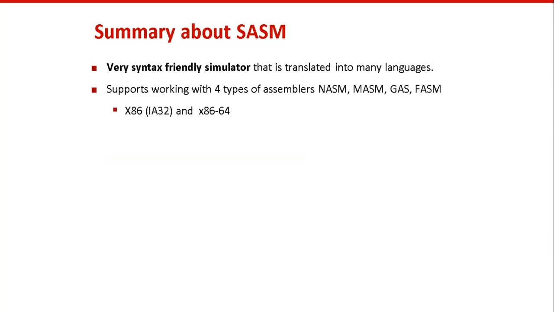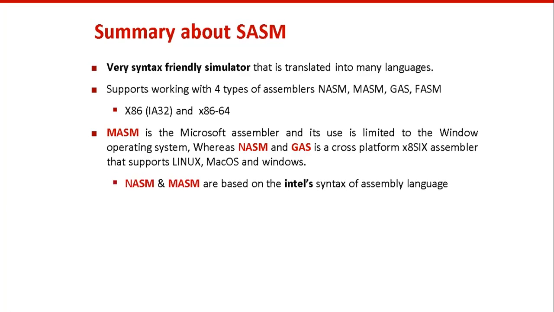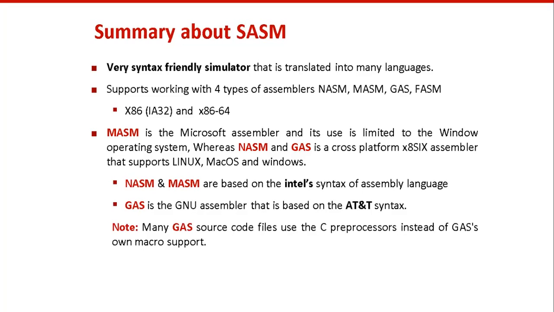Just to be brief on the types of assemblers, MASM is the Microsoft assembler, and its use is limited to the Windows operating system, whereas NASM and GAS are cross-platform x86 assemblers that support Linux, Mac operating system, and Windows. NASM and MASM are based on the Intel syntax of assembly language, and GAS is the GNU Assembler that is based on the AT&T assembly syntax. Many GAS source code files use the C preprocessors instead of GAS's own macro support.